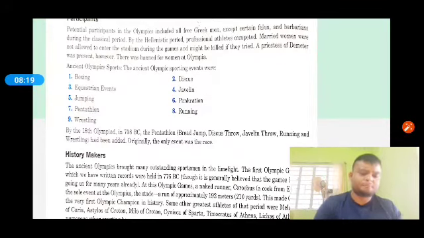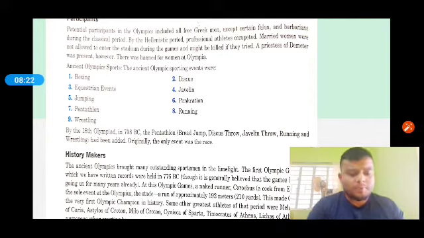Next one, let's see. Participants. Potential participants included all Greek men, not barbarians, during the classical period. By the Hellenistic period, professional athletes competed. Married women were not allowed to enter the stadium during the games and might be killed if they tried.